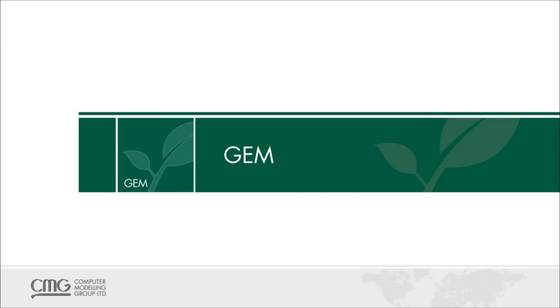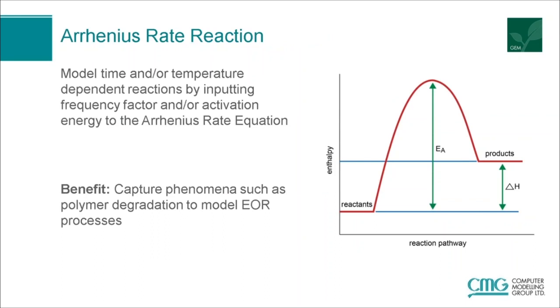Next, we'll go over some of the improvements to GEM for this year. So GEM currently has a very extensive modeling of reactions through its geochemistry reactions and its equilibrium reactions. And this year we've added another reaction model to GEM, being the Arrhenius rate reaction model. And with this new model, we can include temperature dependency on our reaction rates by defining an activation energy.